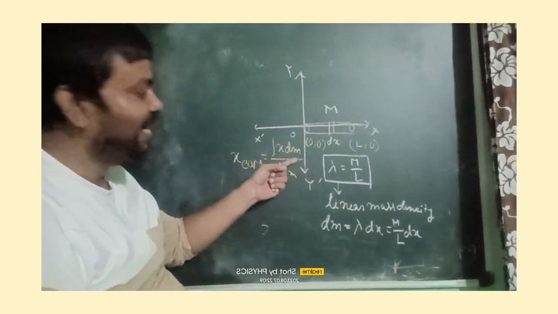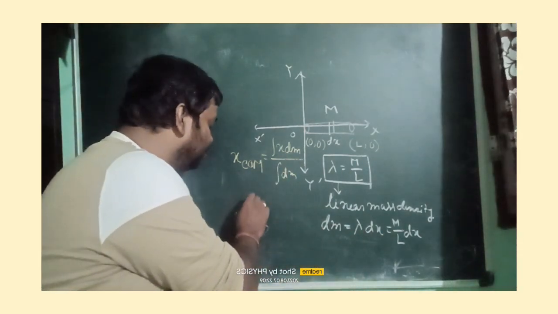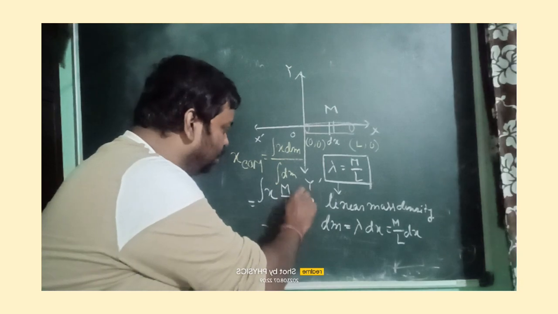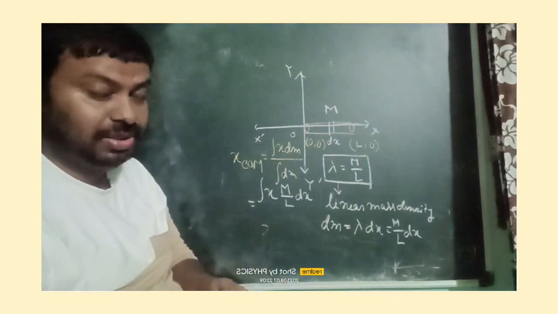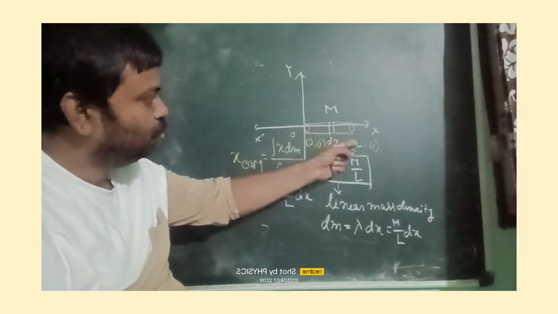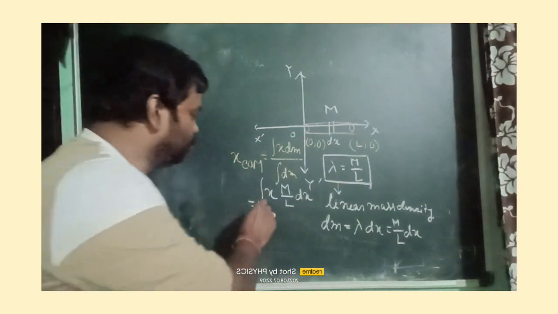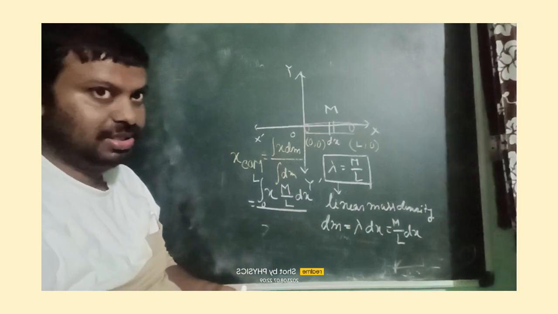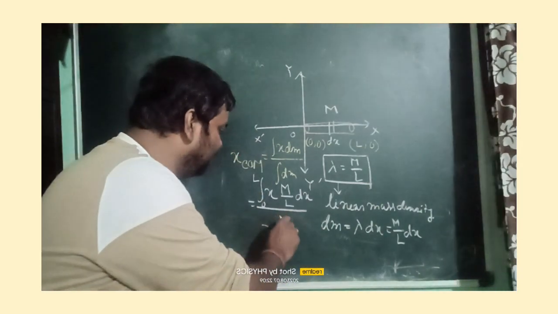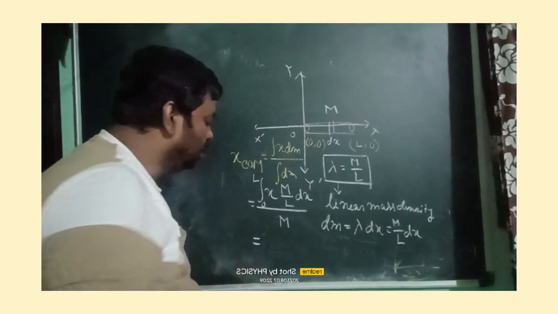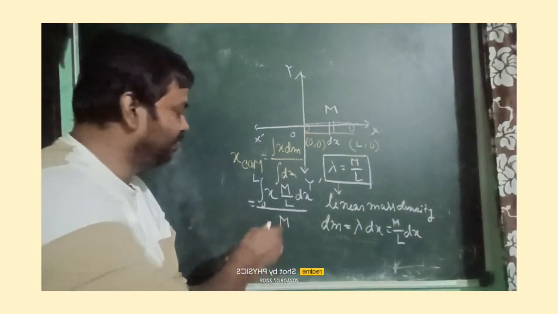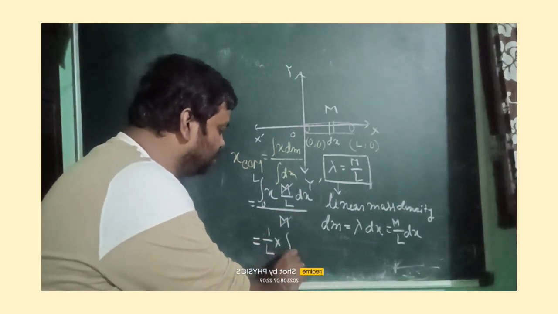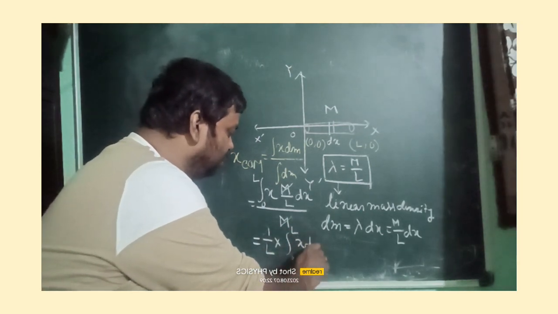Now putting this in that equation, what we will have is the integration of x M by L into dx, and the limit of the integration should be from 0 to L. L is the maximum length, so 0 to L, and in the denominator, integration of dm means the total mass of the rod, that is capital M. Now in the upper part and lower part we have the mass M. Mass should be cancelled out, that is 1 by L into integration from 0 to L of x dx.